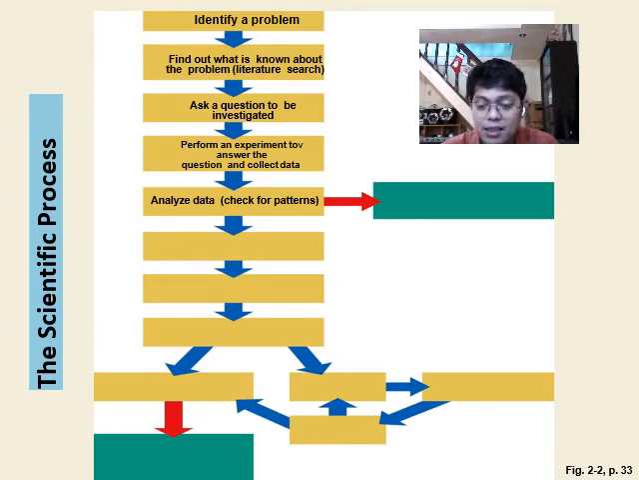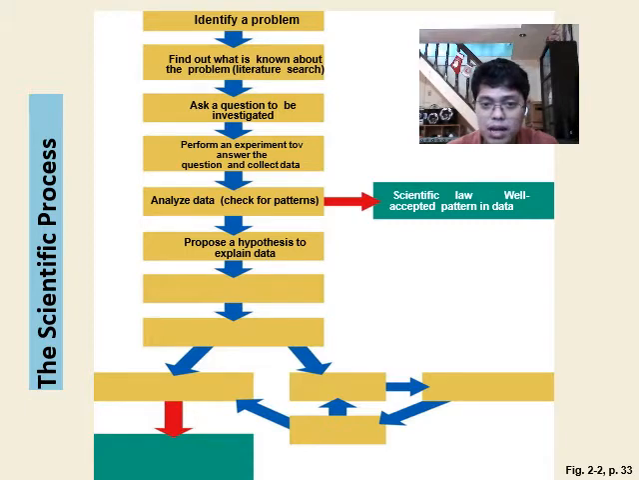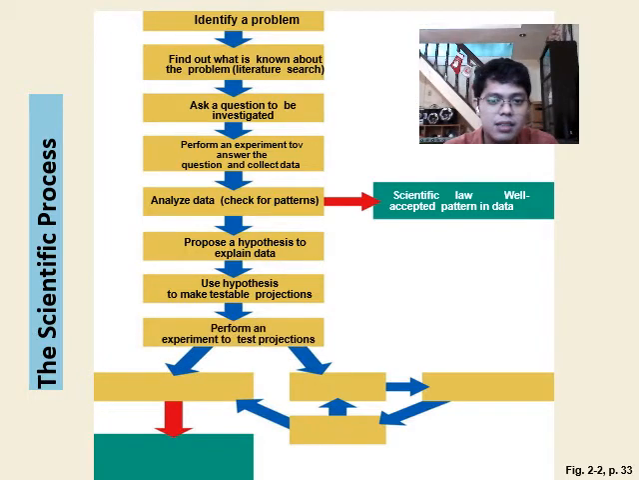A well-accepted pattern in data is what we call a scientific law. So after analyzing the data, we propose a hypothesis to explain the data. So our hypothesis is your observation of what could be the possible reason behind the problem. And after that, we use the hypothesis to make testable projections. And next to that is to perform an experiment to test that projection. So if it is accepted, then it can lead to the scientific theory or a well-accepted hypothesis.